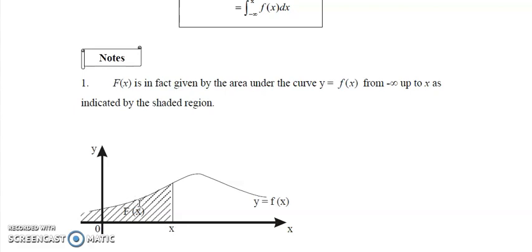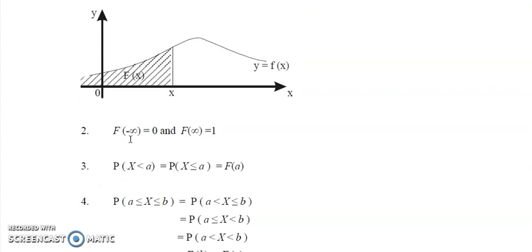As for the second note here, F of negative infinity is defined as 0, and F of infinity is equal to 1, which means the highest limit that you are going to have must be equal to 1. And number 3, as I said before, for the continuous random variable, the inequality is not really important: the probability of X less than a will be equal to the probability of X less than or equal to a, which is defined as capital F of a.